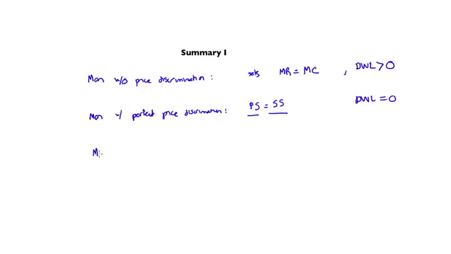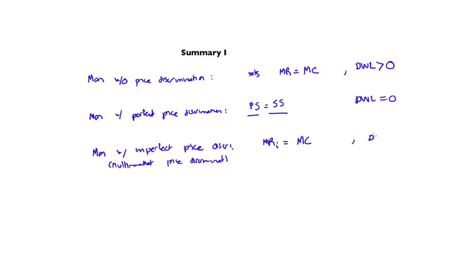We finally look at those set of circumstances that perhaps are more realistic, in which the monopolies have imperfect price discrimination abilities. And for example, we look at the multi-market price discrimination. And we saw in that case what the monopolist does is set the marginal revenue in every market i equal to the marginal cost, and that still generates a deadweight loss.